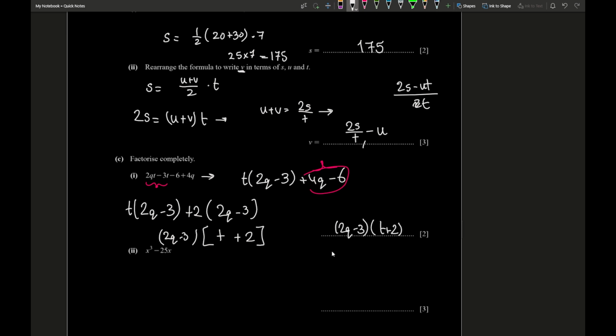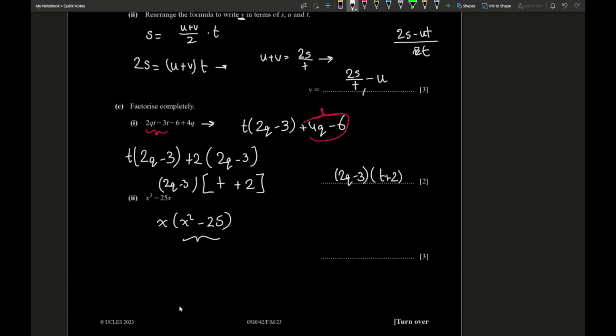Now in part double I, it gives you x cubed minus 25x and says factorize completely. Very easy: just factor out x, and you'll end up with x times (x squared minus 25), and this is a difference of two squares, because a squared minus b squared can be written as (a minus b) times (a plus b). Just write this as x times (x minus 5) times (x plus 5). You cannot factorize that any further, so this is the answer.